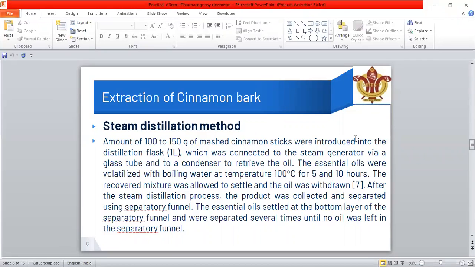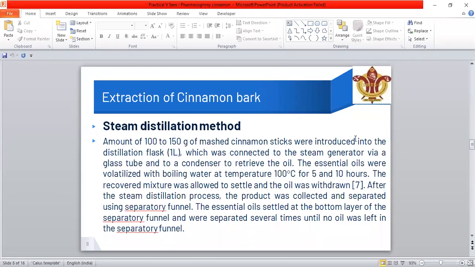There are two methods we can opt for extraction of cinnamon. One is the steam distillation method. For this, you need to take 100 to 150 grams of mashed cinnamon stick and introduce it into a steam distillation flask, connected with a steam distillator via a glass tube, and to a condenser to retrieve the oil. Essential oils were volatilized with boiling water at 100 degrees Celsius for 5 to 10 hours. The recovered mixture was allowed to settle, and the oils are withdrawn after the steam distillation process.